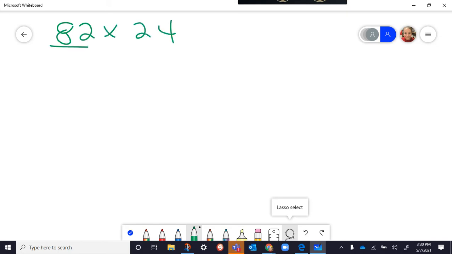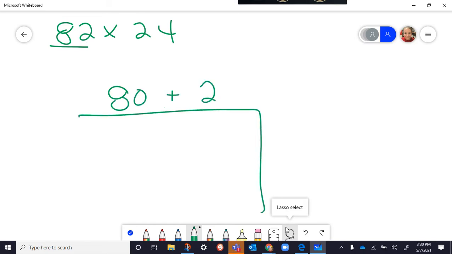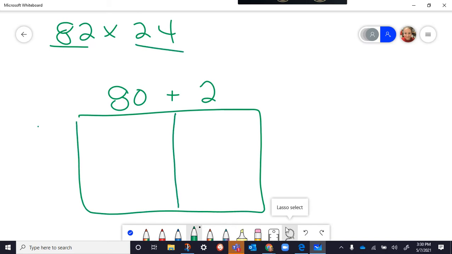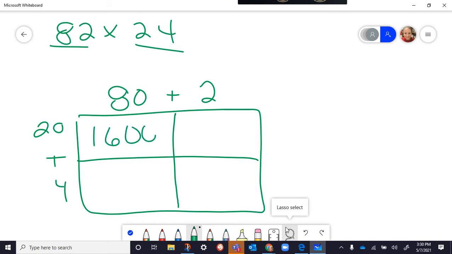So 82 breaks down into 80 plus 2. So I'm putting that in expanded form. Then I'm going to make my box. And over here on the side, the 24 breaks down into 20 plus 4. In this top left, I'm doing 8 times 2, which is 16, and then add my 2 zeros. In the box on the top right, I'm doing 20 times 2. 2 times 2 is 4 with the 1 zero. In the bottom left, 8 times 4 is 32 with the 1 zero. And down here on the bottom right, 4 times 2 is 8.